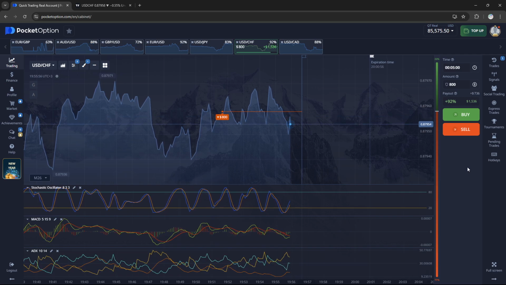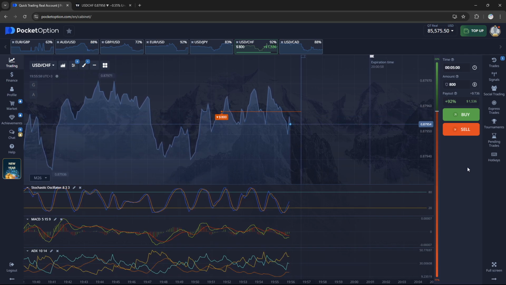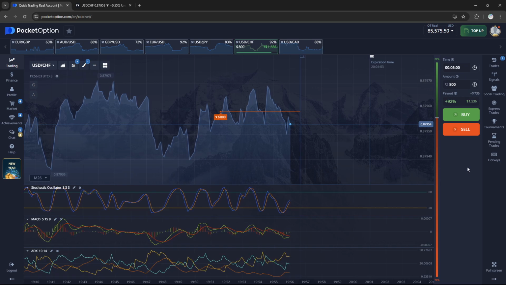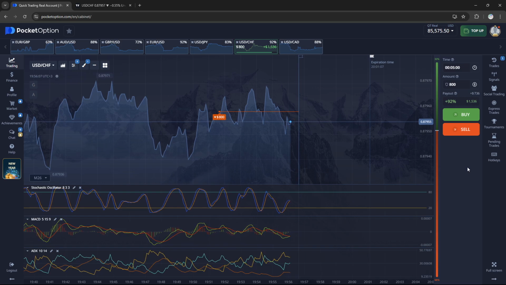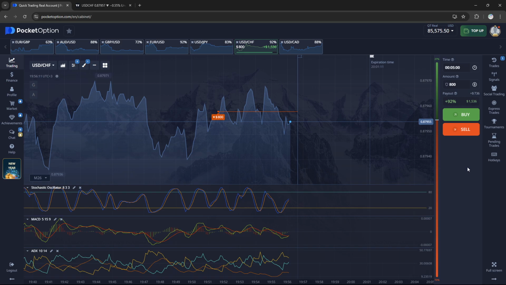At this point, the stochastic is in a neutral position, hovering around the middle. If it climbs above 80 again, it could signal another drop, especially if the price tests a resistance level. Conversely, if it falls below 20, it might indicate a new buying opportunity.